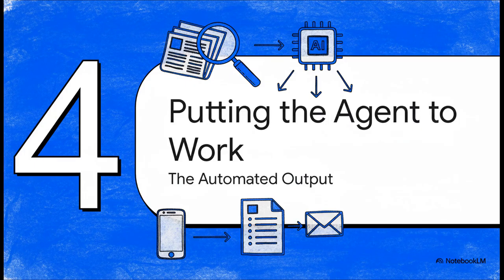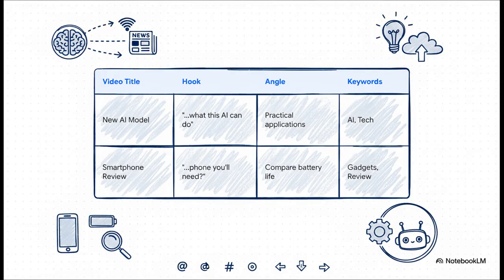Okay, we've built the brain, so now let's talk about the payoff. What does this agent actually give us at the end of the day? Let's take a look. And here it is. This is the result. The agent just starts populating a Google Sheet automatically with these perfectly organized rows of content ideas. You've got your title, a catchy hook, a specific angle to take, and all the keywords you need. Your content calendar literally starts filling itself up.